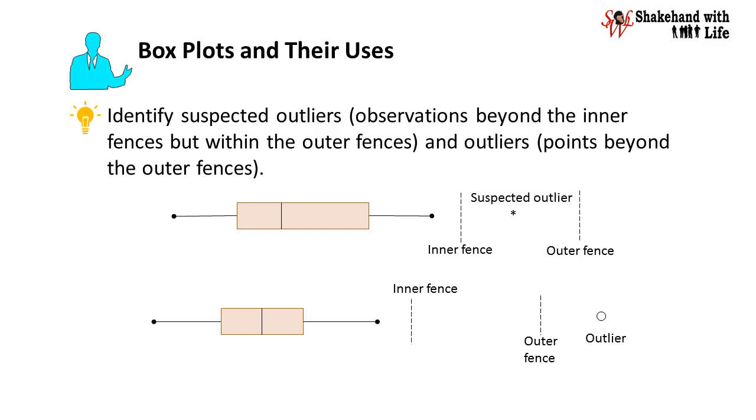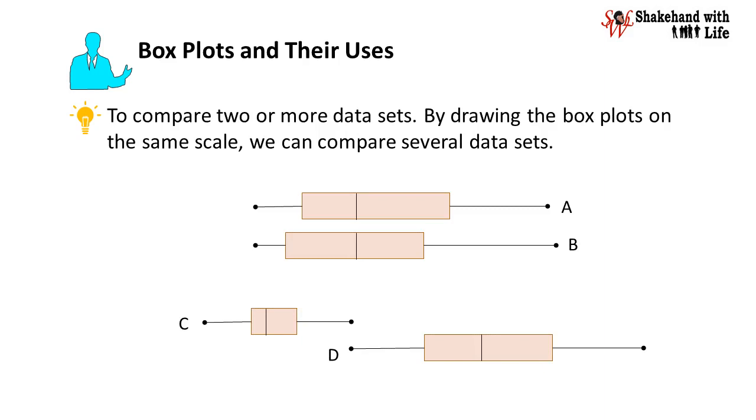The box plot is used to compare 2 or more data sets. By drawing the box plots on the same scale, we can compare several data sets, such as data sets A and B seem to be similar and data sets C and D are not similar.